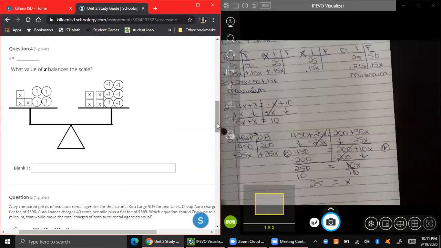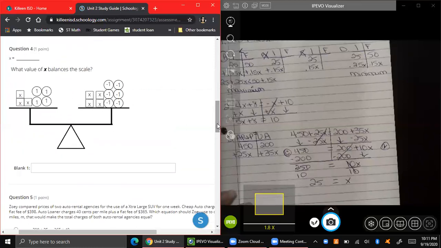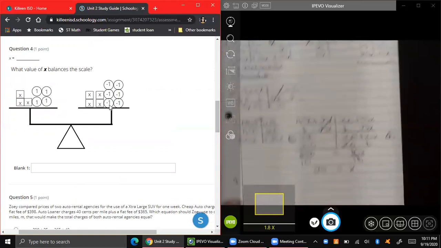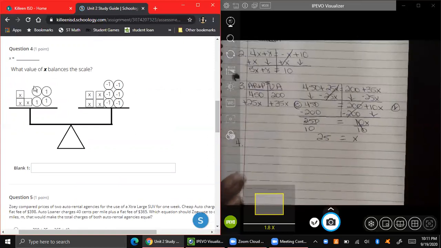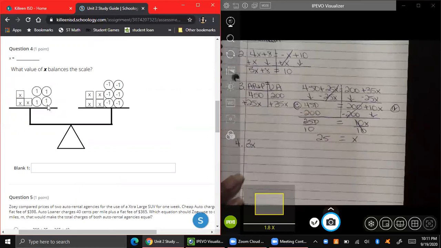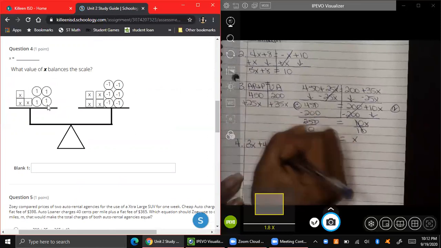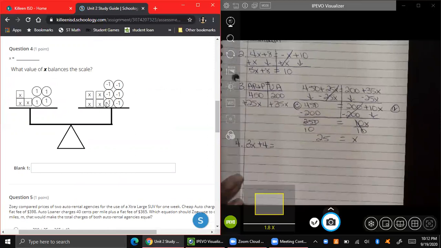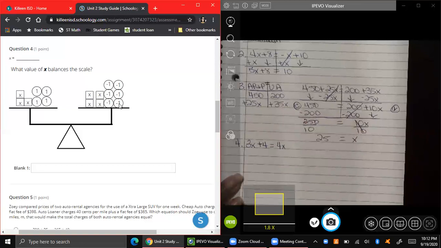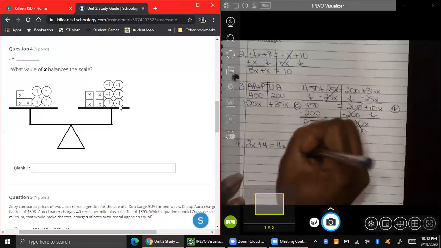For number 4, it's asking me what value of x balances the scale. So we're basically solving for x. On one side of my weight, I see that I have 3 positive x's, so that's 3x. And then I have 1, 2, 3, 4 ones, so that's plus 4, equals, I have 1, 2, 3, 4 x's, so that's 4x. And then I have 1, 2, 3, 4, 5, 6 negative ones, so that's negative 6.